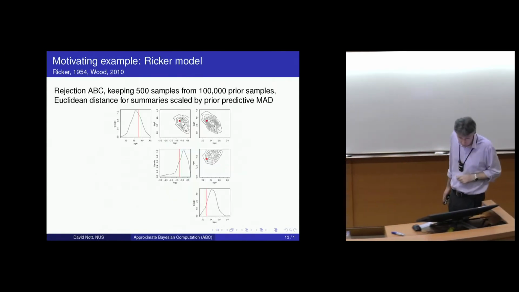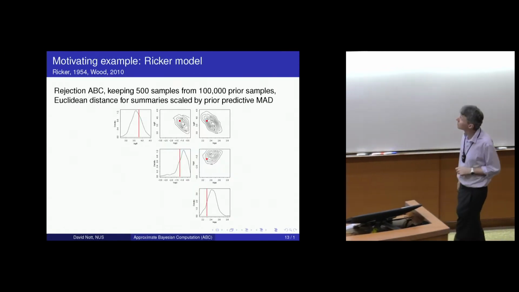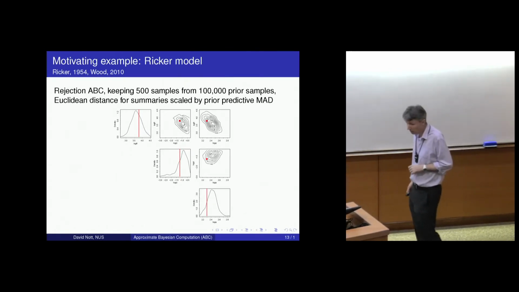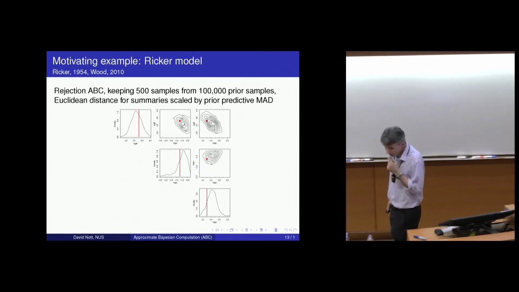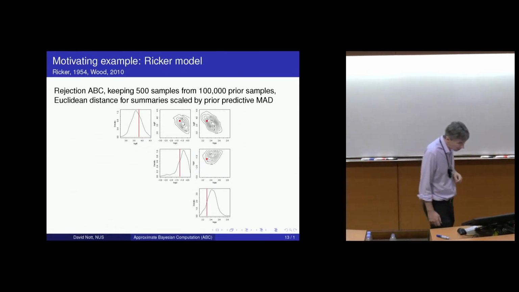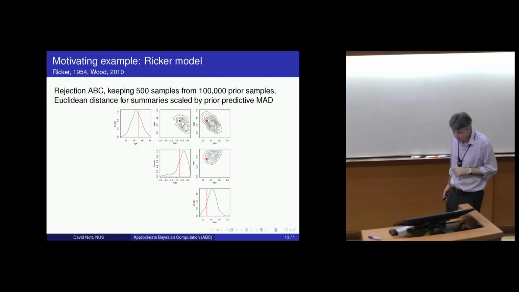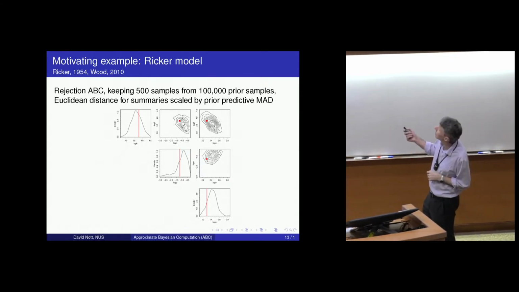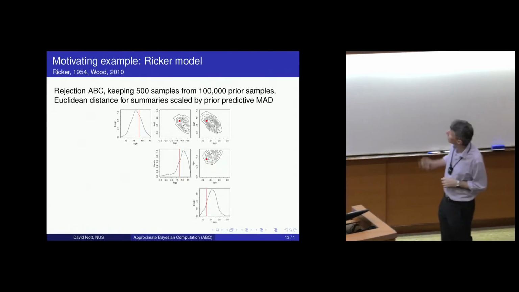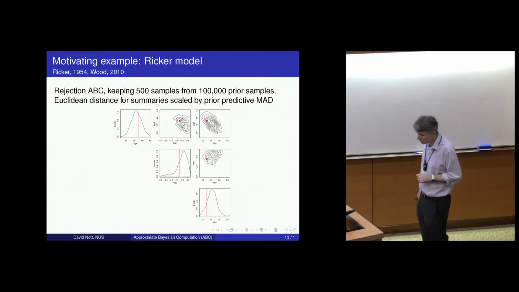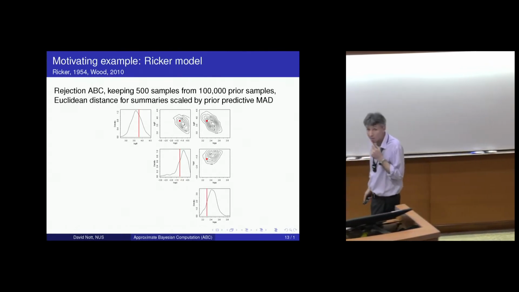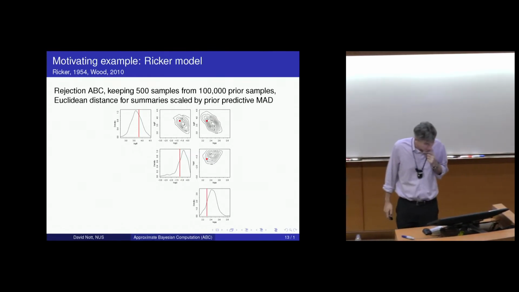a sensible model. Okay, so here I've just shown what happens when you use rejection ABC. I used 100,000 prior samples, kept 500, the closest 500 in terms of a certain scaled Euclidean distance. And so we have the marginal posteriors for the three parameters on the diagonal there of that matrix of plots. The red is the true value. And on the off diagonal, you've got the estimated bivariate posterior marginals by a kernel estimate.